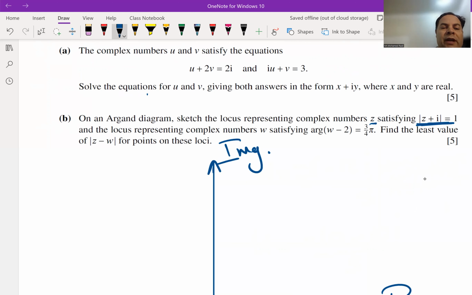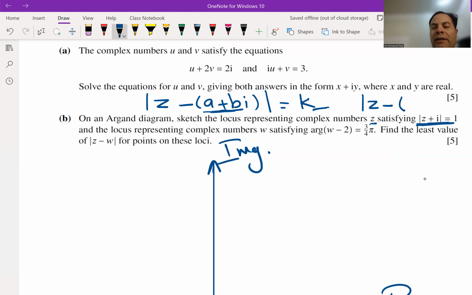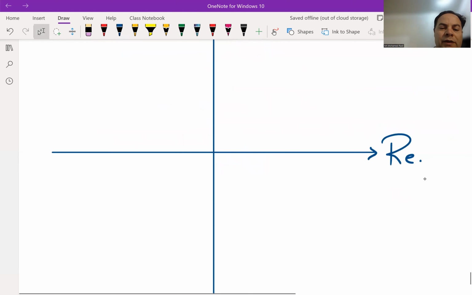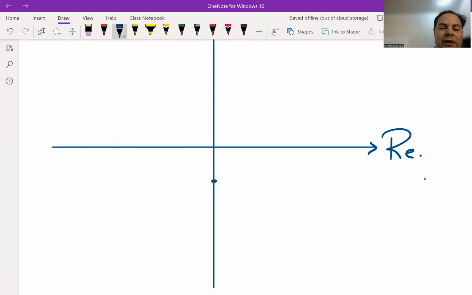If you remember, if we have modulus of z minus (a plus bi) is equal to k, this represents a circle. Its center is a plus bi, and the radius is k. So if you write it in standard form, it will be z minus 0 minus i is equal to 1. So the center of this circle will be 0 and minus 1, and the radius is 1.